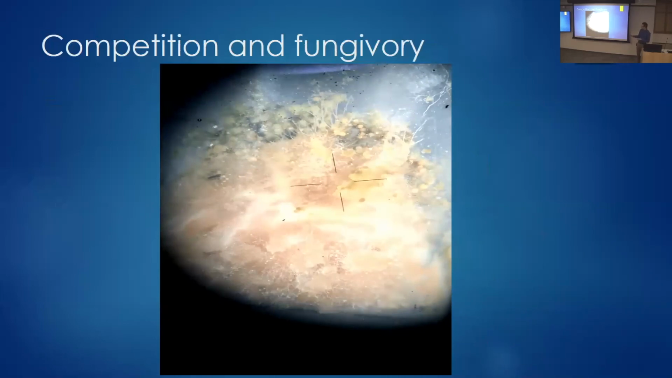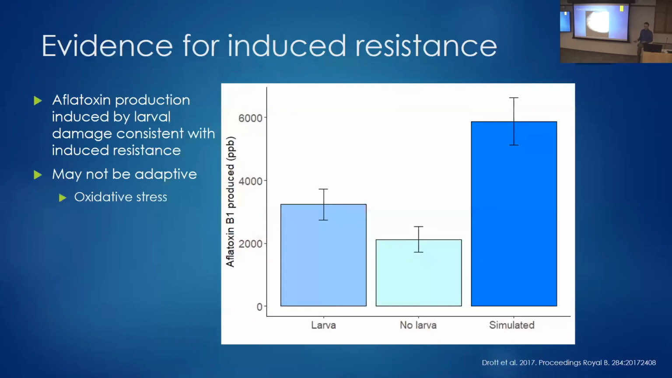But what this does show us is that there's a direct eating of the fungus, which got us interested in what effect that might have on the fungus. And we were surprised to see that with larvae present, isolates produced on average, so this is aflatoxin production, no larvae added to the tubes, and simulated damage. So what I did was I took a toothpick twice a day for 4 days and stabbed each tube 30 times to simulate the kind of little mouth parts that Drosophila larvae would be eating the fungus with.